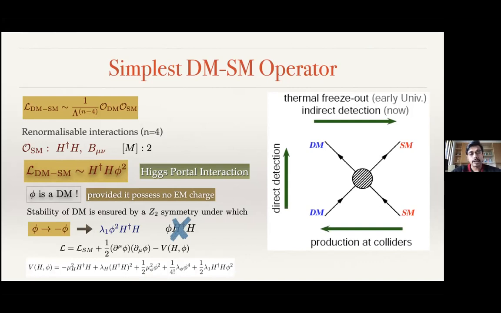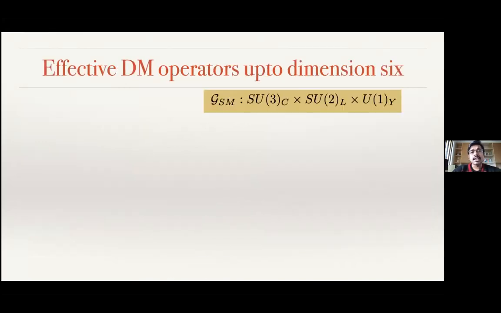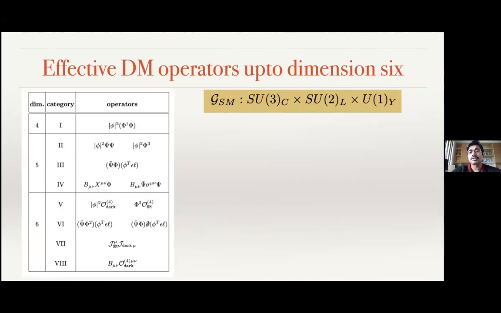So this was the construction for a renormalizable case with mass dimension 4. But now you can construct OSM, you can think of different ODM, and just have a marriage of these two to construct higher dimensional dark matter standard model effective operators. So once again, if you consider the GSM to be the standard model gauge symmetry, which is SU3C cross SU2L cross U1Y, then this table essentially summarizes all the possible interactions that one can think of when you think of the dark sector to be constituted of scalars and fermions.